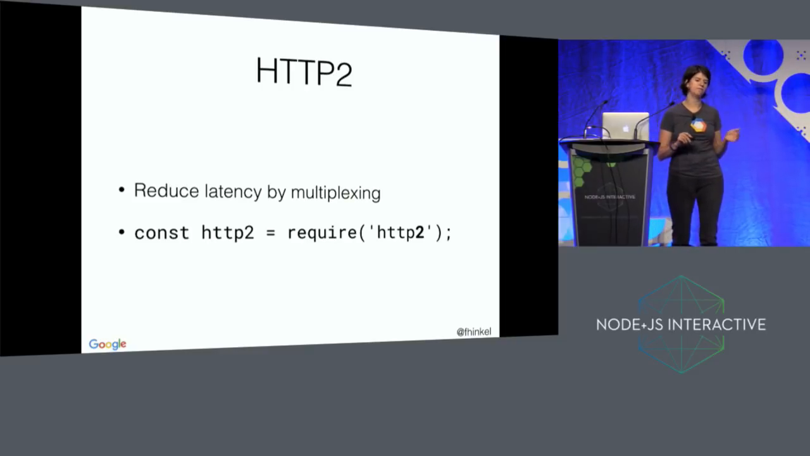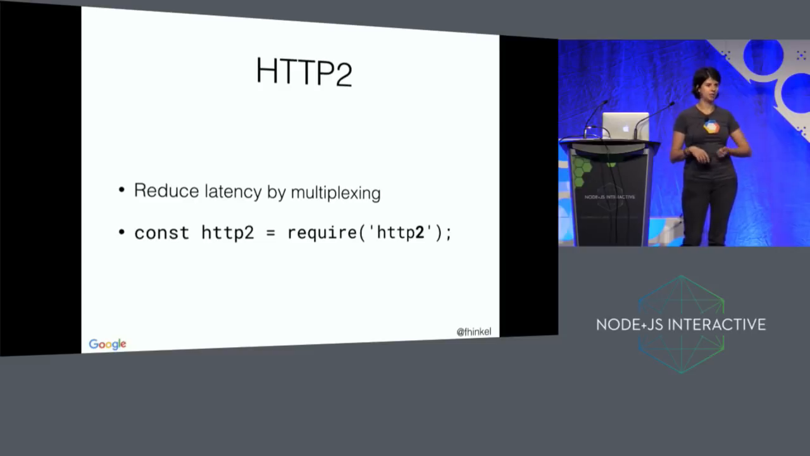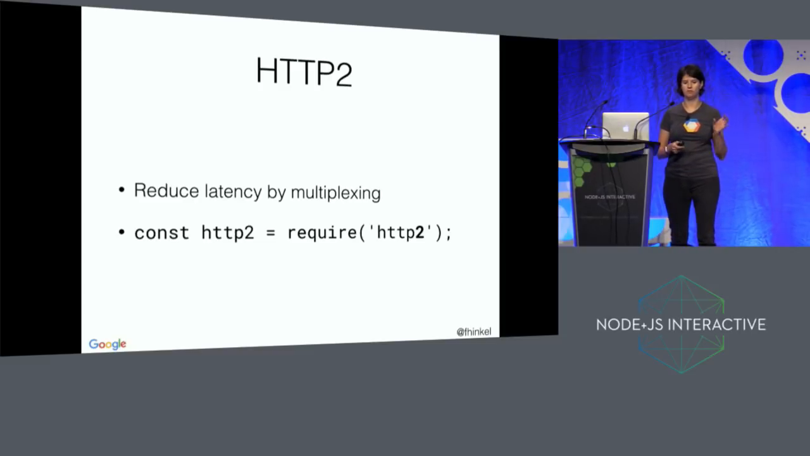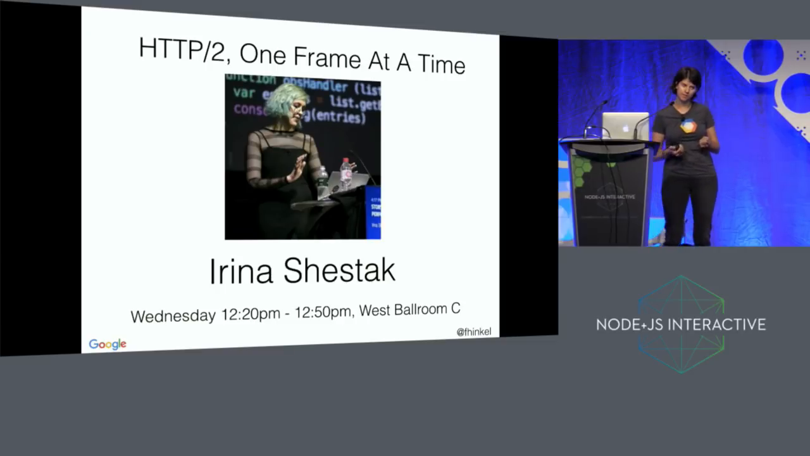The API is very similar to the HTTP1 API, so you just say require HTTP2 if you want to use the new one. And then it's just like the old one, well, almost just like the old one. It's HTTP2 create secure server. But if you're familiar with our old API, this should be fairly simple to make changes. And if you want lots of details about HTTP2, just stay in this room, not the next talk, but the talk after. And Irina is going to tell you a lot more about it.